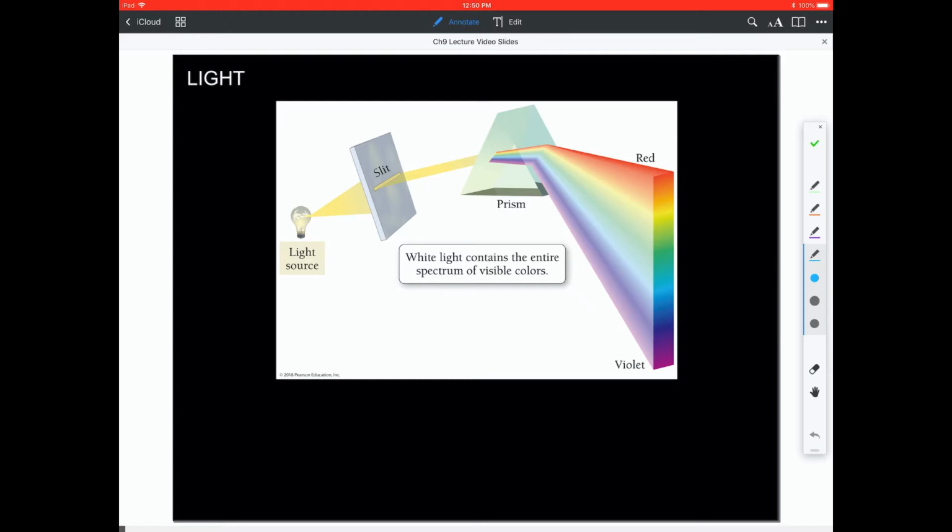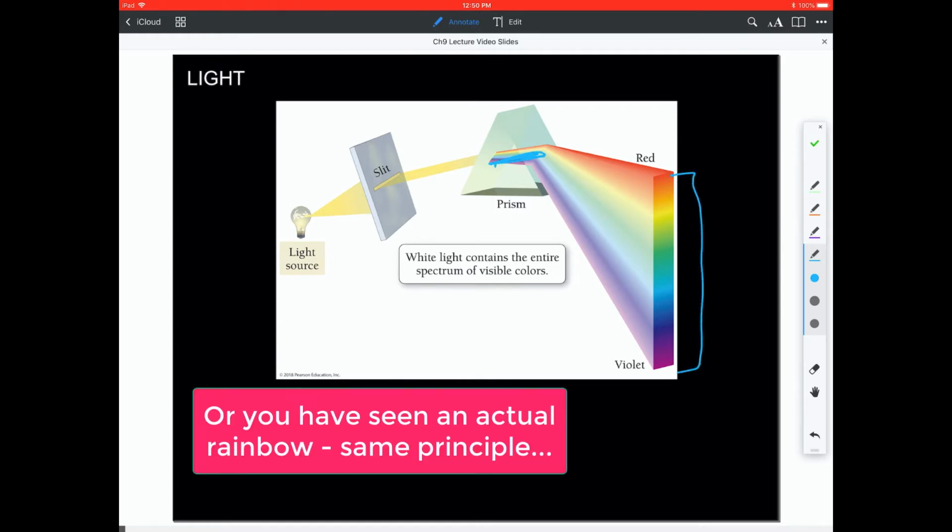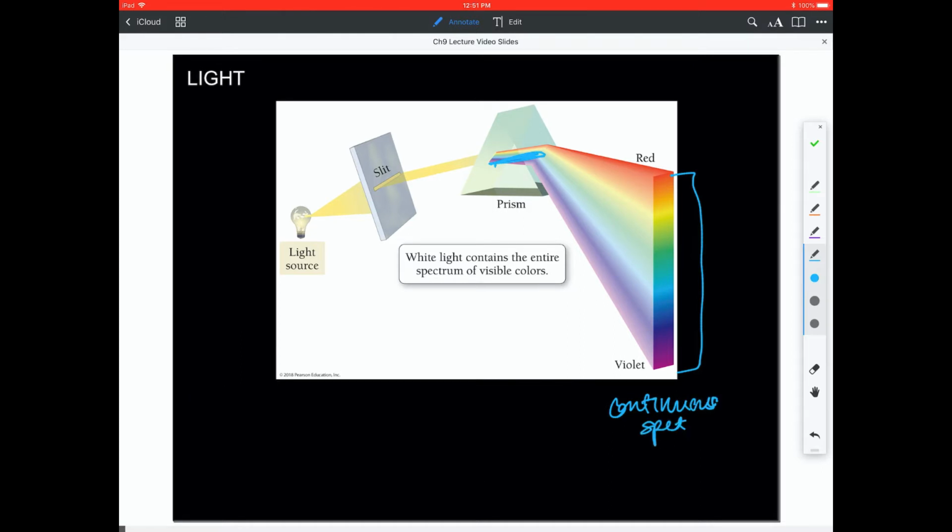All right, so things to take note of. This figure is in your book, and it's something you should be familiar with. You have all seen sunlight diffract through a prism, and we end up with a rainbow of colors. Super important to note here that this would be referred to as a continuous spectrum.